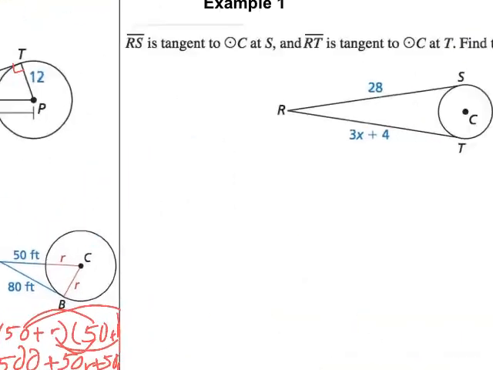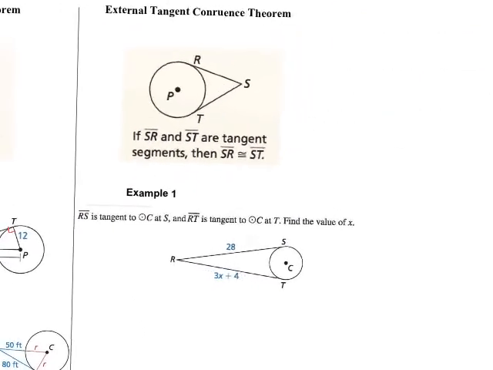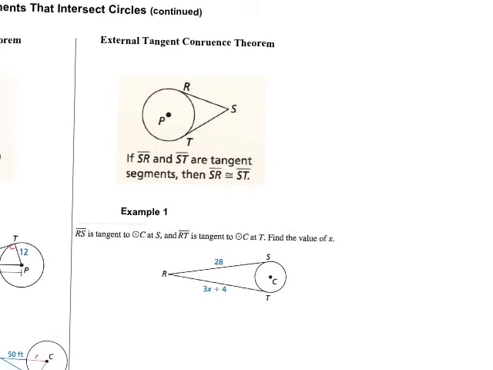We have one more theorem we need to look at. This one is nice and simple. If two tangents cross at the same point, so if SR and ST are tangent segments, so they're both tangent to the circle, they meet at the same point, both of those segments have to be congruent. Okay, so both of the segments have to be congruent.